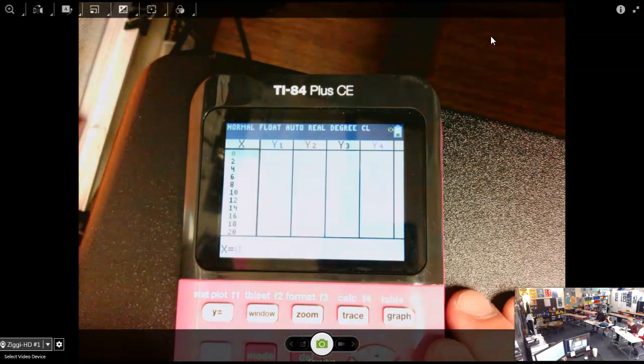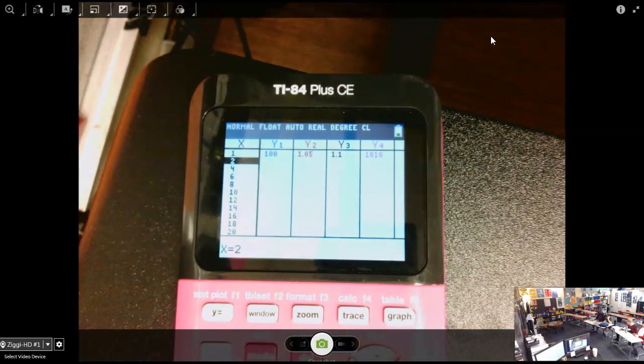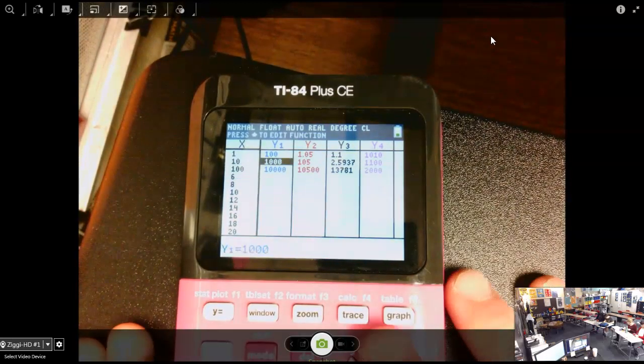So second graph to go to the table, I'm changing these to 1, 10, and 100, and then I'm writing down all of these values.